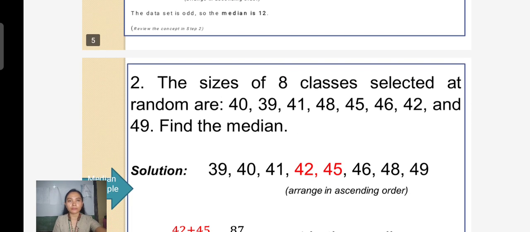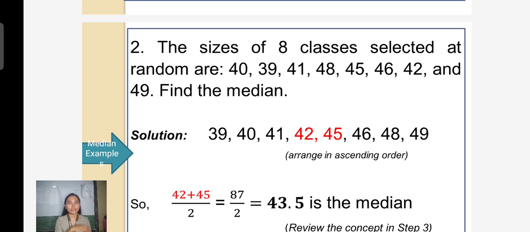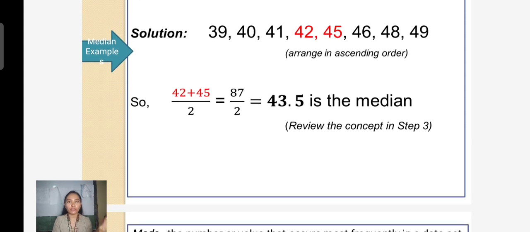For number 2, the sizes of 8 classes selected at random or, so given gyapon, same ni siya sa pag-compute niya sa mean, pero atong gibalik ang example sa median. Okay, arrange nimo, we have 39, 40, 41, 42, 45, 48, and 49. So kay even man siya, there are two middle numbers. So you are going to add 42 plus 45 divided by 2, that is equal to 87 divided by 2, and your median is 43.5.